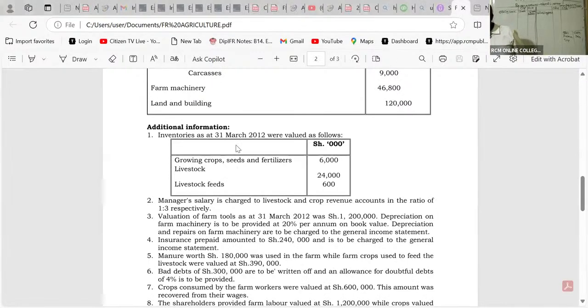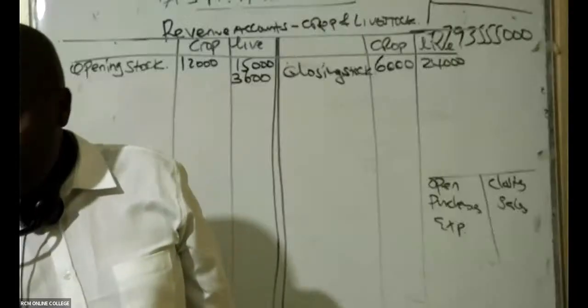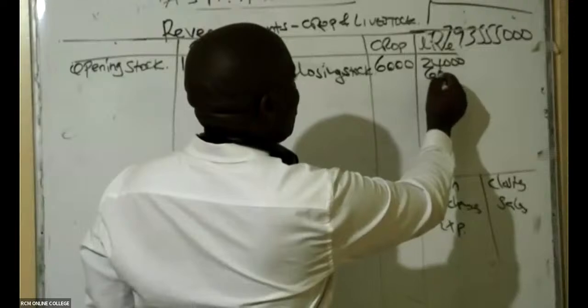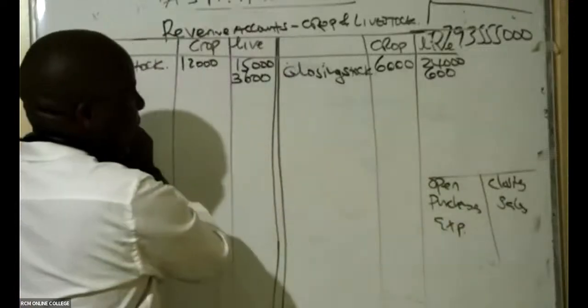Inventories at the end of the year, which is 31st March 2012, were as follows. Growing crops, 6,000. Then we have closing stock for livestock, 24,000. And closing stock for livestock feeds, 600. So 600 closing stock like that. You don't have to have any relation for that.